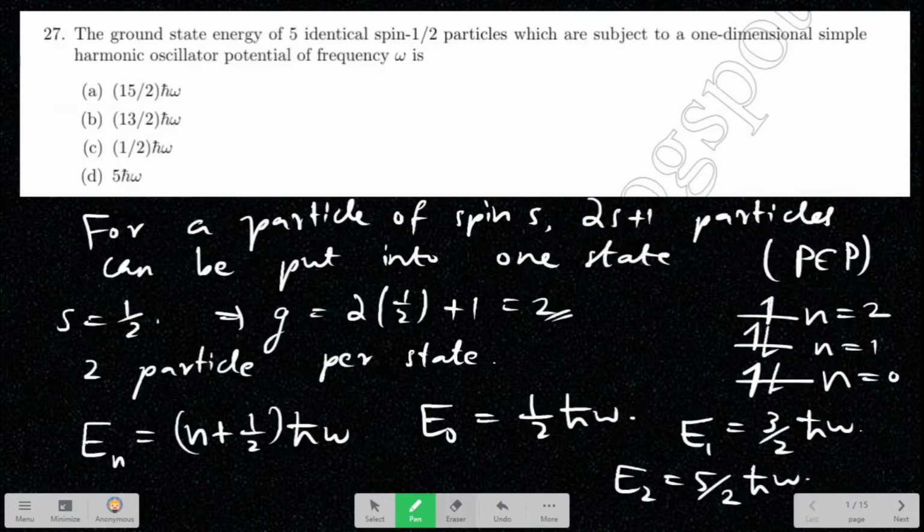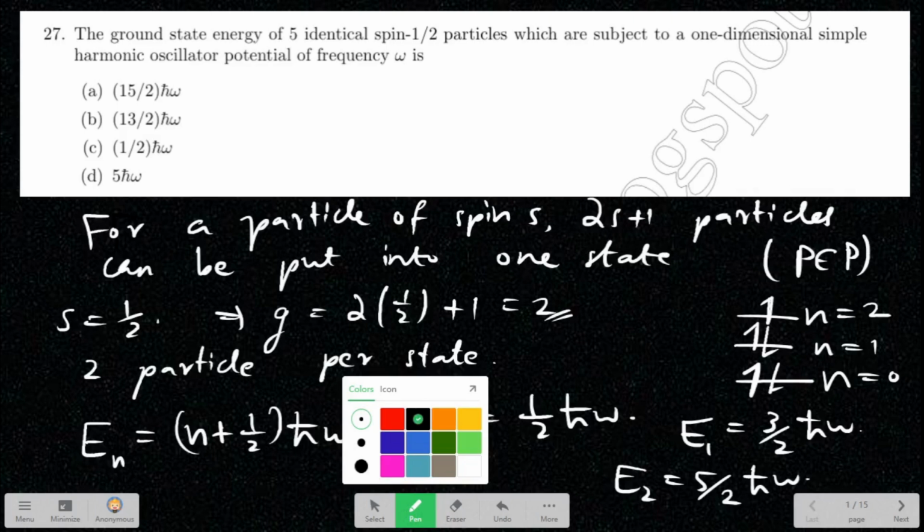The correct option is B, 13 by 2 h cross omega.